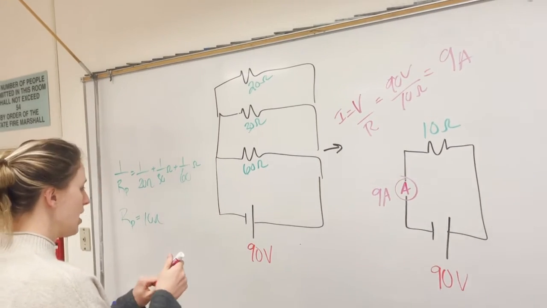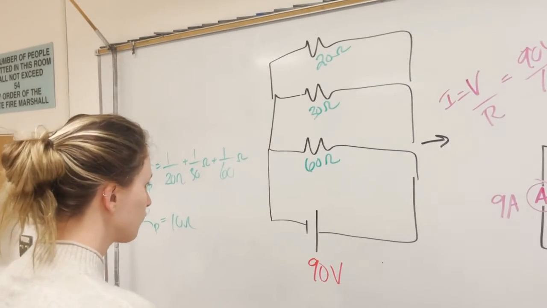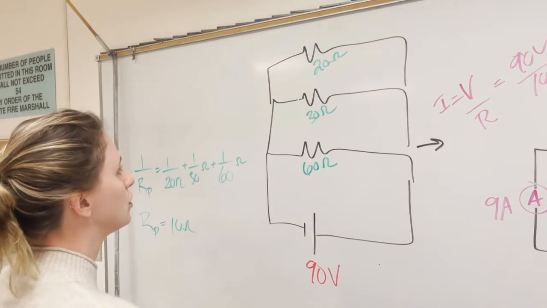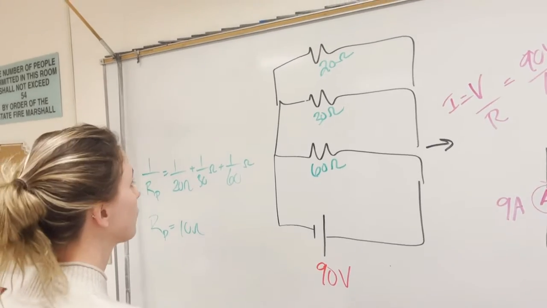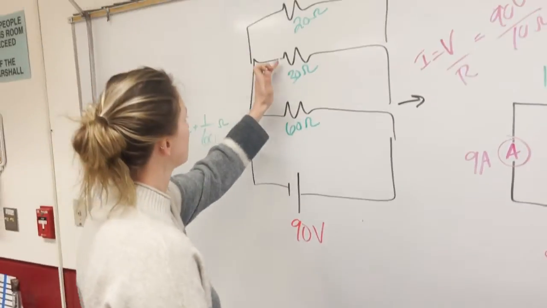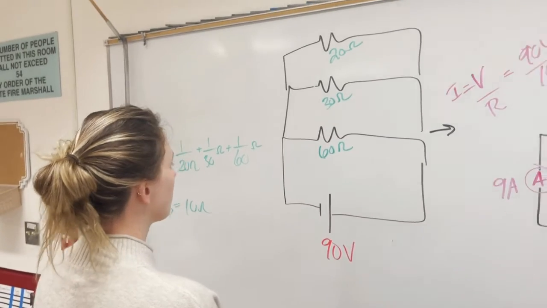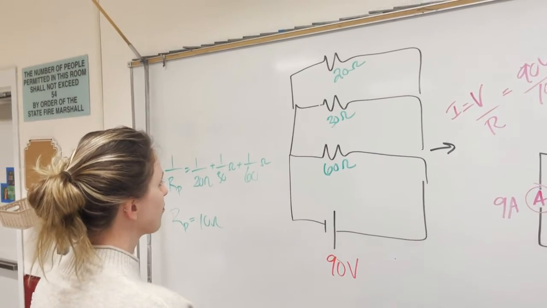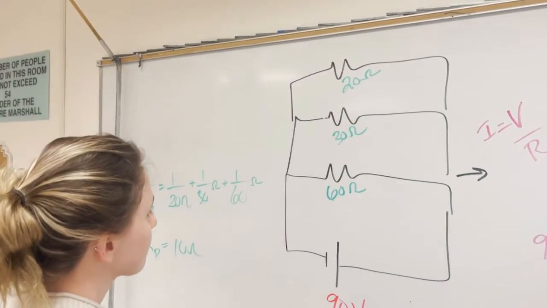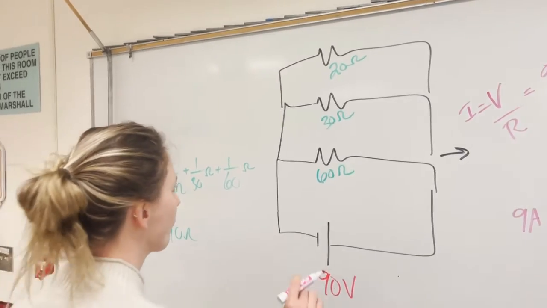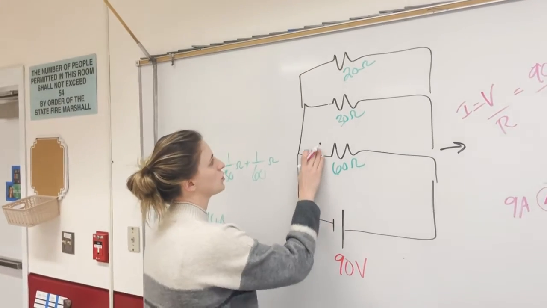Now what's the same everywhere in a parallel circuit? Our voltage is going to be the same. So each one of these resistors has 90 volts across it, because you can see each one has access to the battery. But what's different? The current. And so which one do you want to do first? Let's just do this one first.